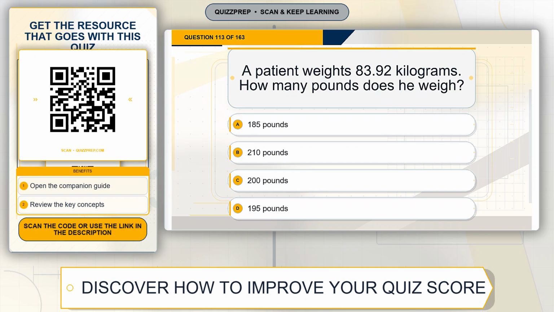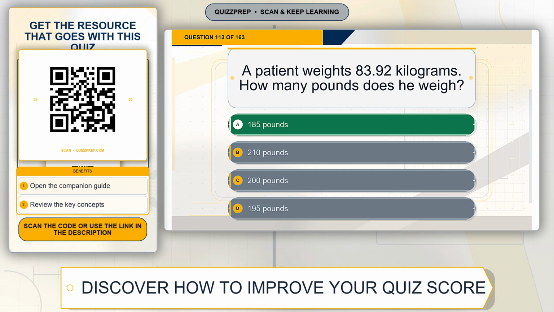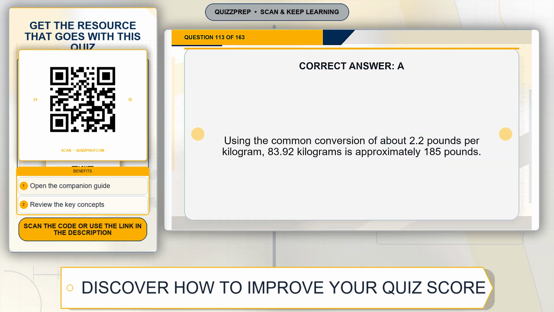Question 113. A patient weighs 83.92 kilograms. How many pounds does he weigh? Option A, 185 pounds. Option B, 210 pounds. Option C, 200 pounds. Option D, 195 pounds. The correct answer is option A, 185 pounds. Explanation. Using the common conversion of about 2.2 pounds per kilogram, 83.92 kilograms is approximately 185 pounds.